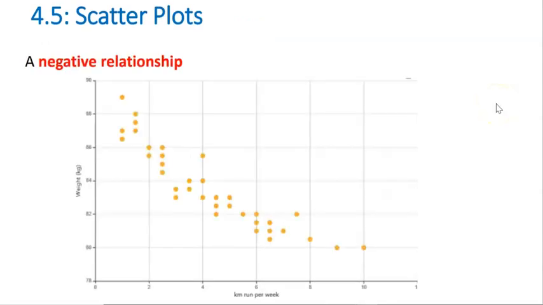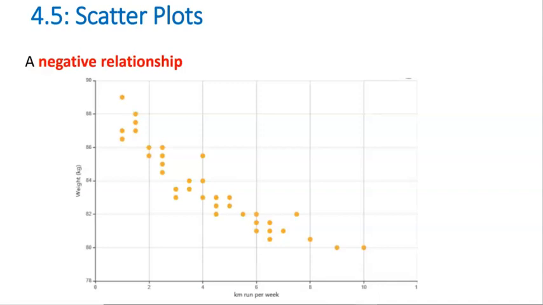The second example is not in your book, but it's a graph that shows a negative relationship. It's a scatter plot, so again, it's not linear, but just because it's a negative relationship doesn't mean that that's a bad thing. Here we have on the x-axis the amount of kilometers run per week, and on the y-axis is a person's weight in kilograms. So a negative relationship here is that as you increase the time running, the chances are good that your weight will decrease. And so we can see a downwards trend with the scatter plot showing that type of relationship.